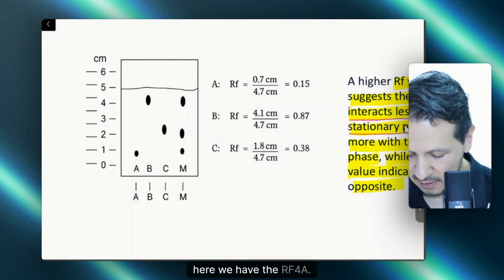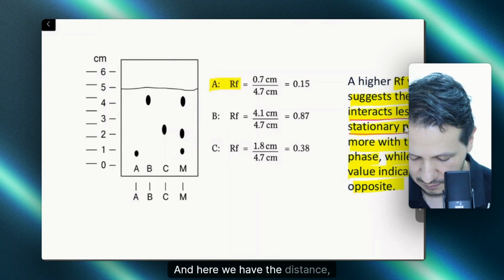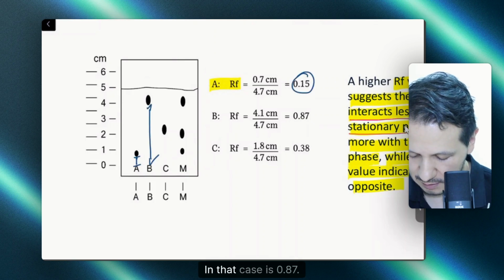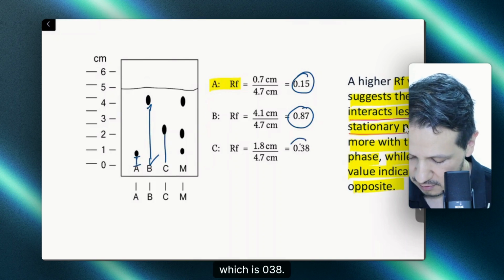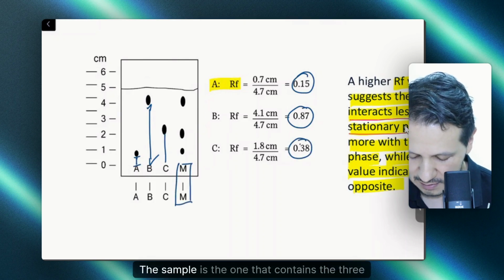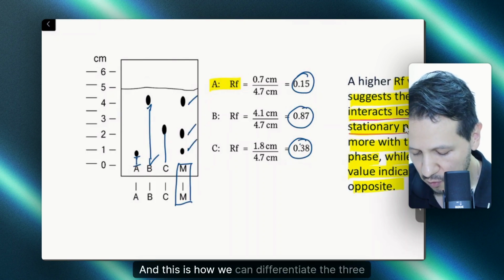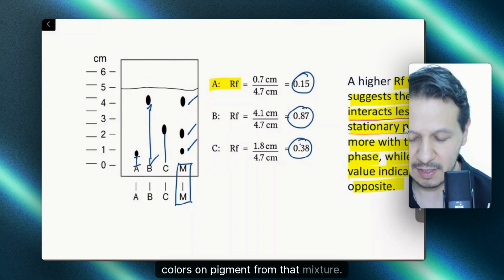Here we have the Rf for A. So here we have A and here we have the distance. You see 0.15. Here we have B, in that case 0.87, and here we have C, which is 0.38. If you see, this is the sample. The sample is the one that contains the three colors. And this is how we can differentiate the three different pigments from that mixture.